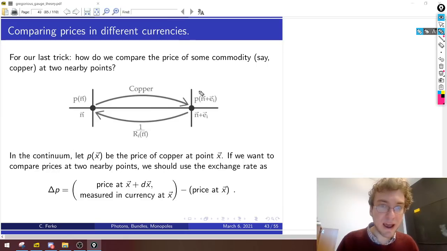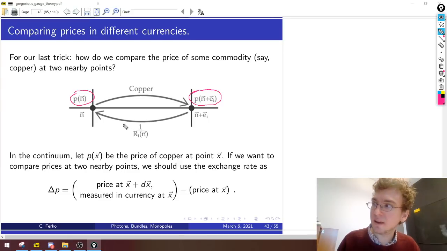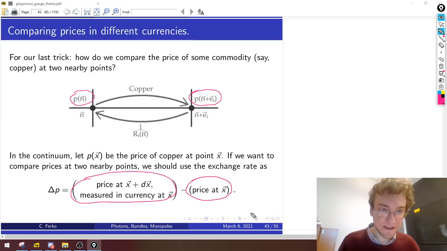Well, I can't just subtract. I can't just evaluate my price function p at n plus e1 and subtract p at n, because I'm comparing apples and oranges, right? I'm comparing the price of copper in different currencies like francs and Deutsche Marks, for instance. So what I really need to do is use this, I'm going to call it capital delta, but it's not really a naive difference. It's a more sophisticated difference where you measure the price of copper at the point x plus dx in the currency at x and subtract the price at x. This is a better delta to do because you're differencing two quantities measured in the same currency, the currency at x.